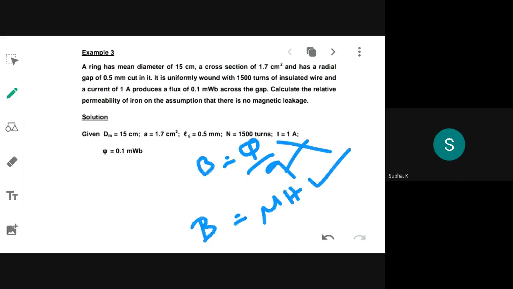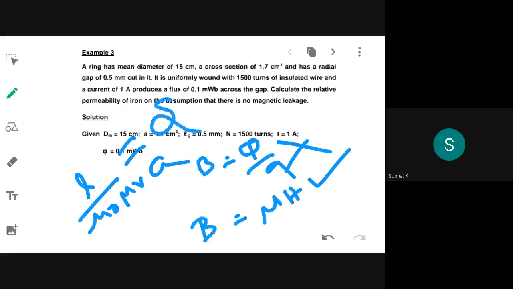What is the formula for reluctance? L by mu naught mu r into A. Yes, this is the reluctance formula. So if you are able to get the value of the reluctance of the iron path, then by using this formula, you will be able to find out the mu r value. That is how we are going to solve this problem.